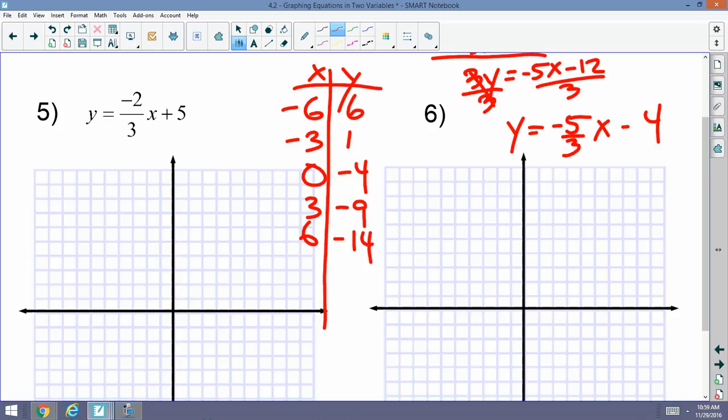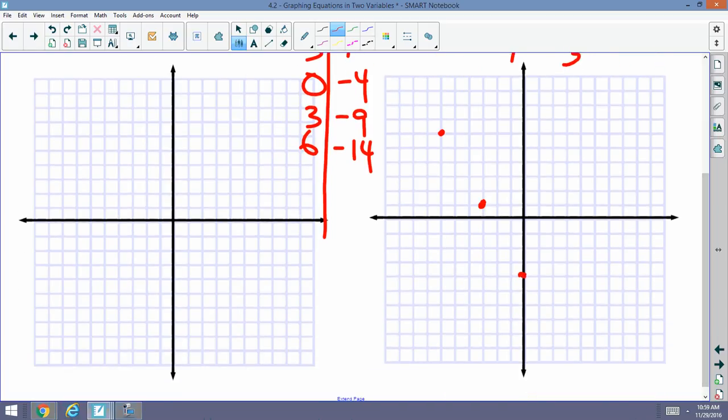Very good. So I got negative 6, 6. Negative 3, 1. 0, negative 4. 3, negative 9. And I don't have enough space for 6, negative 14, so I can stop right there. Does that make sense, guys?